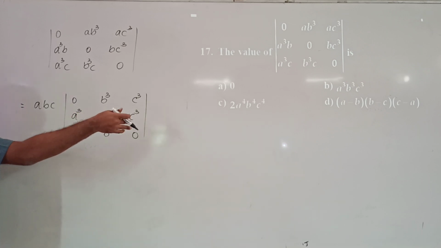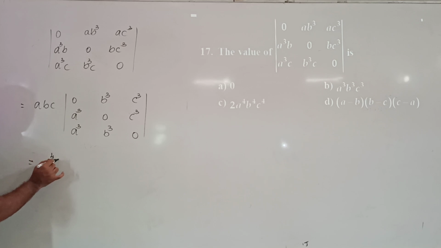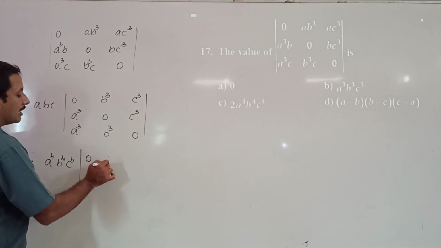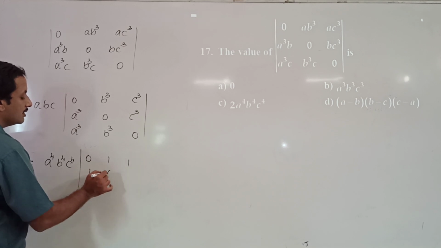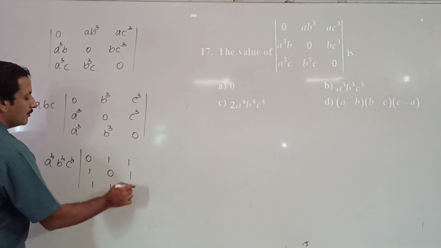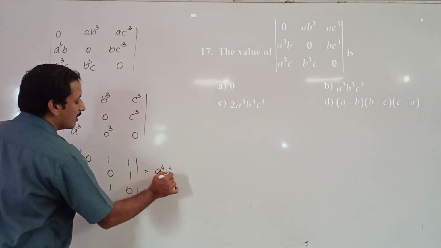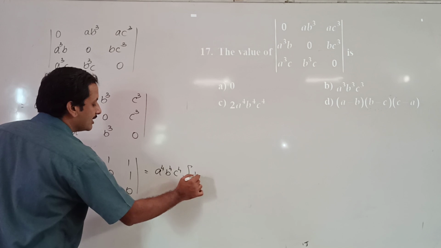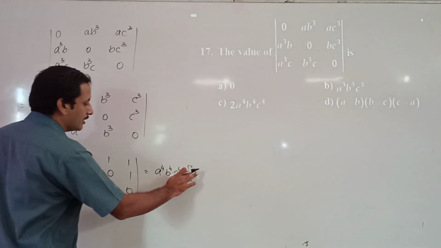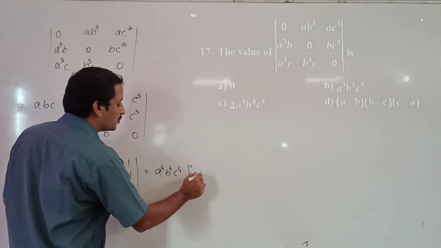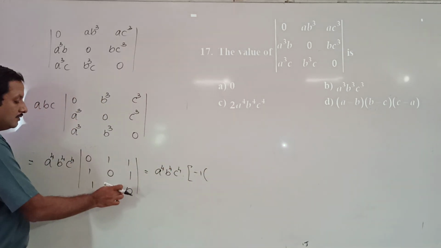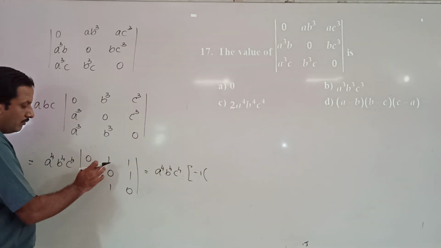So already a, b, c is there, along with another a cube, b cube, c cube, this will become a to the power 4, b to the power 4, and c to the power 4 into determinant of, we are left with 0, 1, 1, 1, 0, 1, 1, 1, 0. That's equal to a to the power 4, b to the power 4, c to the power 4 into, expand this determinant, 0 into this, minus 1 into 0, what is it?